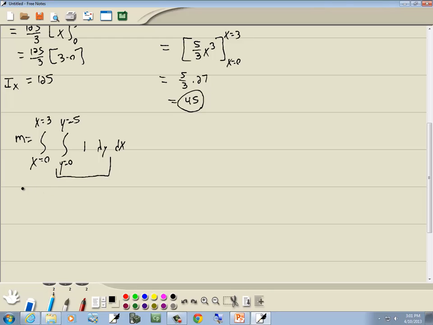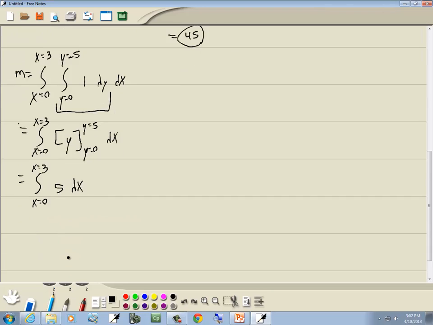So we'll do the integral here. Hopefully you've seen enough examples in the beginning of this video, you don't need to see all the steps here. But that'd be y from y is equal to 0 to y is equal to 5 dx. If I plug 5 in for y and 0 in for y, that gives us the integral from x equals 0 to x equals 3 of 5 dx, which gives us 5x from x equals 0 to x equals 3, which ends up giving us 15. So m is equal to 15.